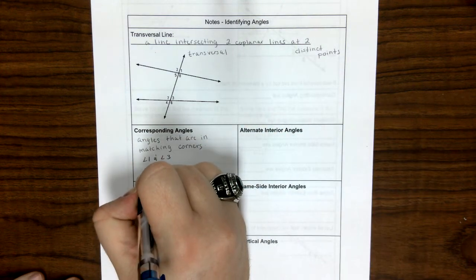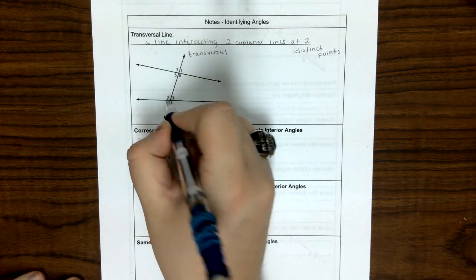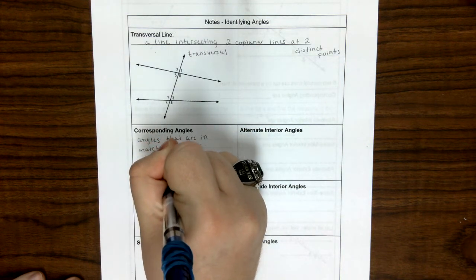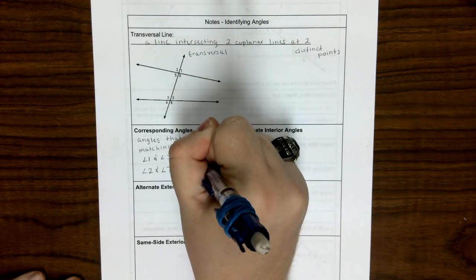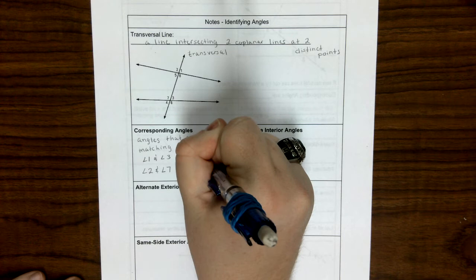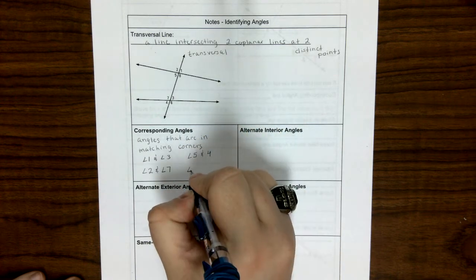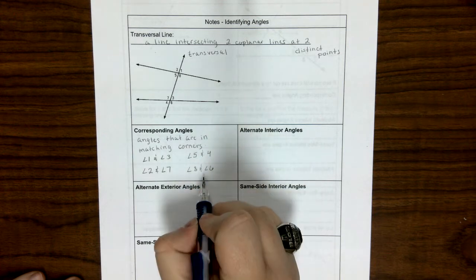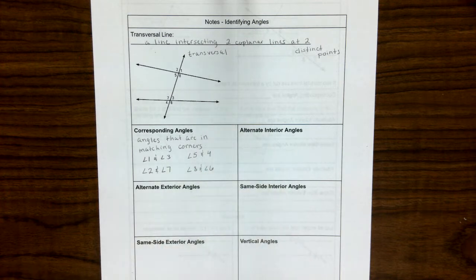Another example, if you reference from angle 2, it is in the upper left. So upper left would be 7. So angle 2 and angle 7. The other pair would be 5 and 4. That's your lower left. And then 8 and 6 are your lower rights. So that's all 4 pairs of corresponding angles.